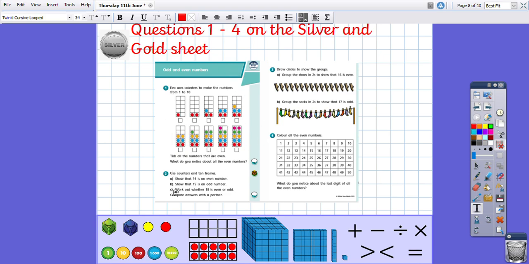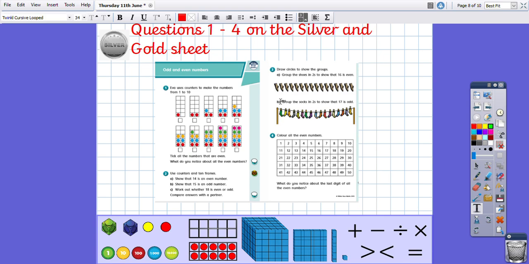You need to use counters and tens frames. Now it's really easy to draw tens frames because I don't think you'll have them at home, or counters. You can make them if you want to, but you can draw them just as easy, okay? Show that 14 is an even number, show that 15 is an odd number, and work out whether 18 is even or odd. For question 3, you need to draw circles to show groups.